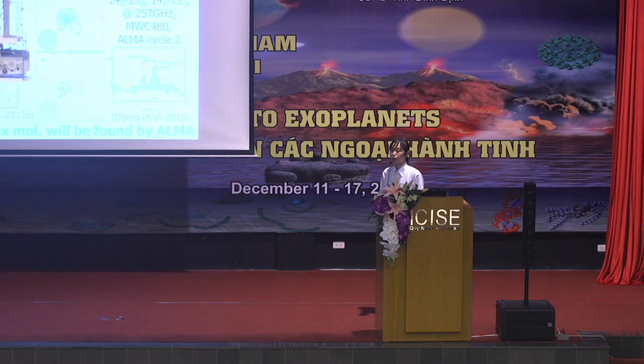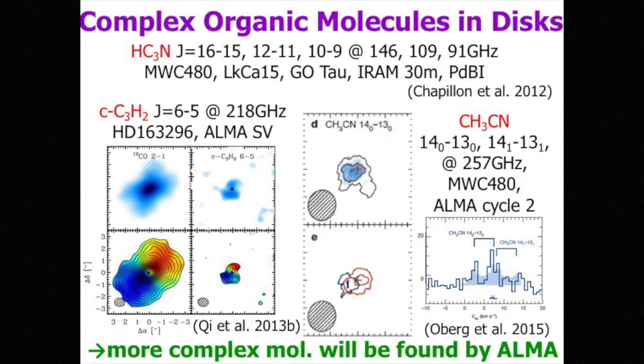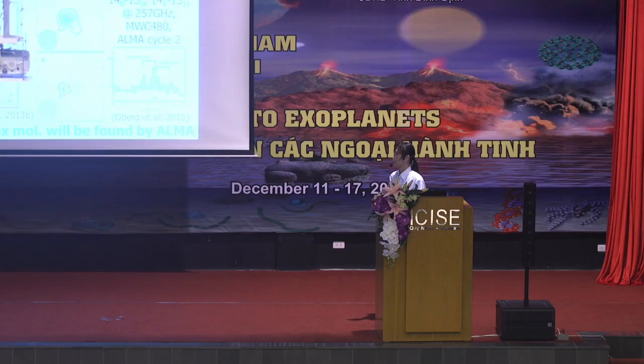And these are some examples of the observations of relatively complex molecules in protoplanetary disks by ALMA. Cyclic C3H2 and methyl cyanide are among the most complex molecules which have been observed toward protoplanetary disks now. But we expect more species will be observed toward protoplanetary disks by ALMA.